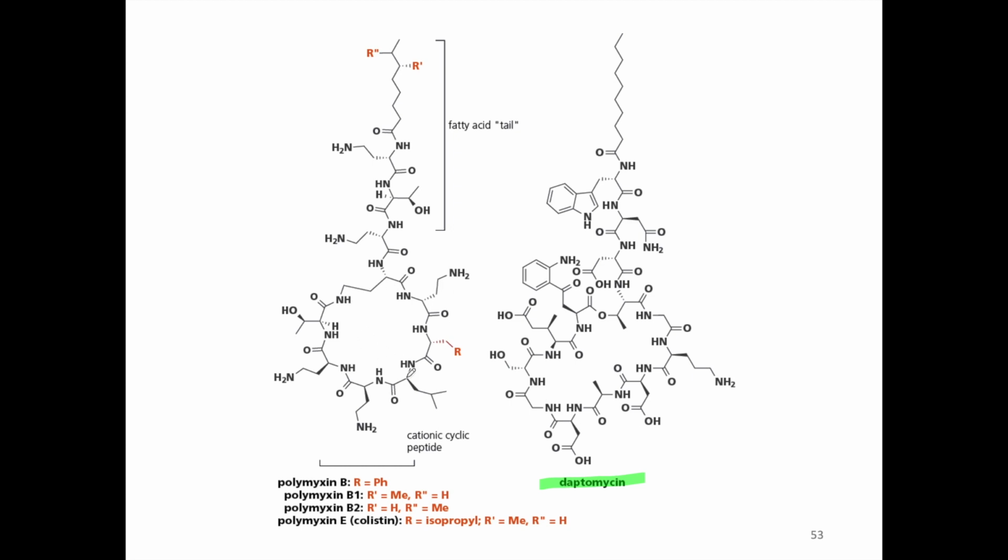So we have this cyclic peptide that is connected through more amino acids to a fatty acid tail, and it is the assembly of this to bind the metal ions that then associates with the cell membrane and disrupts the cell membrane.